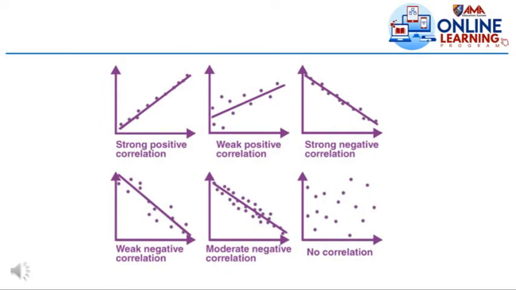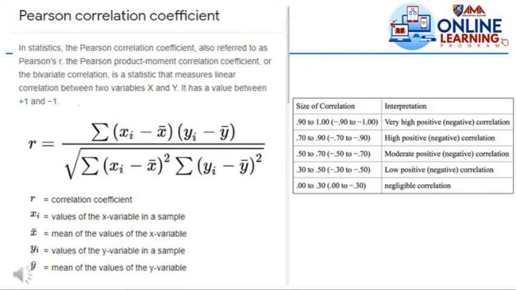Medyo malalayo na siya. We have here the statistical test for correlation, what we call the Pearson correlation coefficient. We call it sometimes the Pearson product moment correlation or the Pearson R. In statistics, the Pearson correlation coefficient, also referred to as Pearson's R, the Pearson product moment correlation coefficient or the bivariate correlation, is a statistic that measures linear correlation between two variables x and y. It has a value between positive 1 and negative 1.